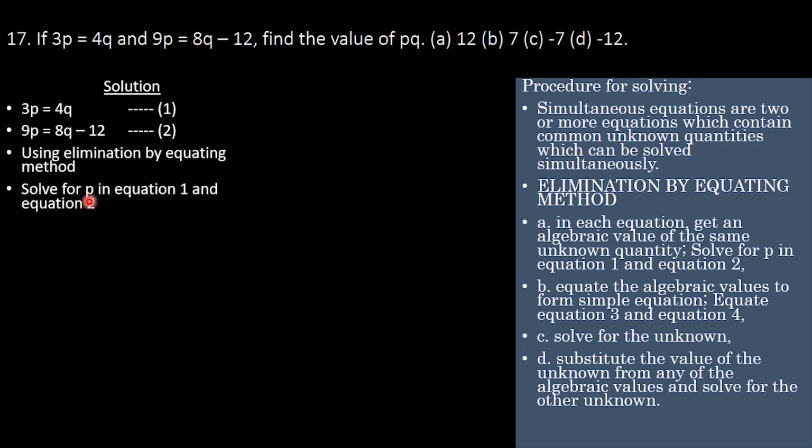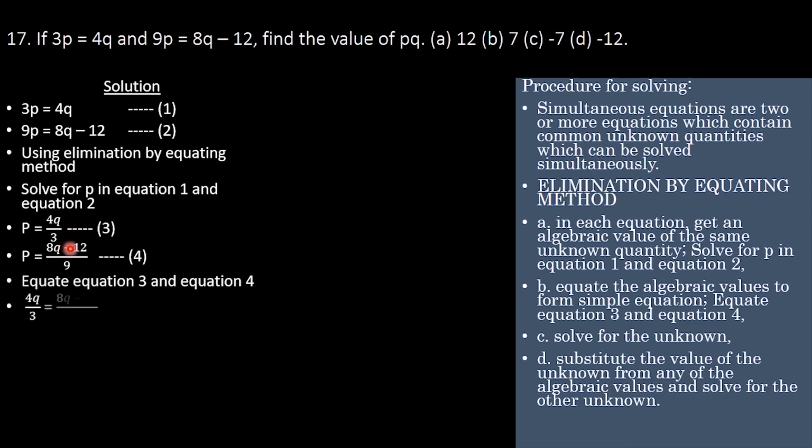When we solve for P in equation 1, we have P is equal to 4Q divided by 3. When we solve for P in equation 2, we have P is equal to (8Q minus 12) divided by 9. Now let's equate equation 3 and 4. When we equate them, we have 4Q divided by 3 is equal to (8Q minus 12) divided by 9. Then let's cross multiply to clear the fractions.